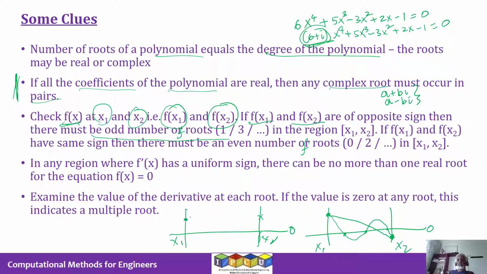So in this case, the function's behavior could be like this. That means there are no roots within this region x1, x2. Or the function could behave like this, in which case it has 2 roots, etc. So you can see the validity in this particular statement. In any region where the derivative of the function has a uniform sign, that means it is positive or negative, there can be no more than one real root for the equation f of x is equal to 0.